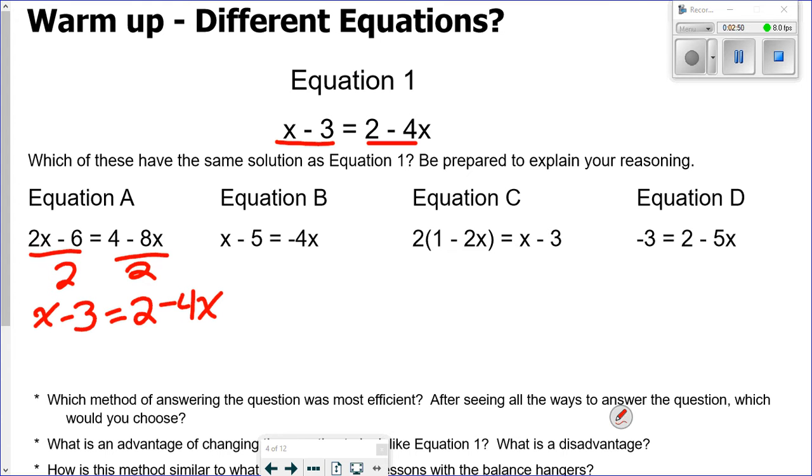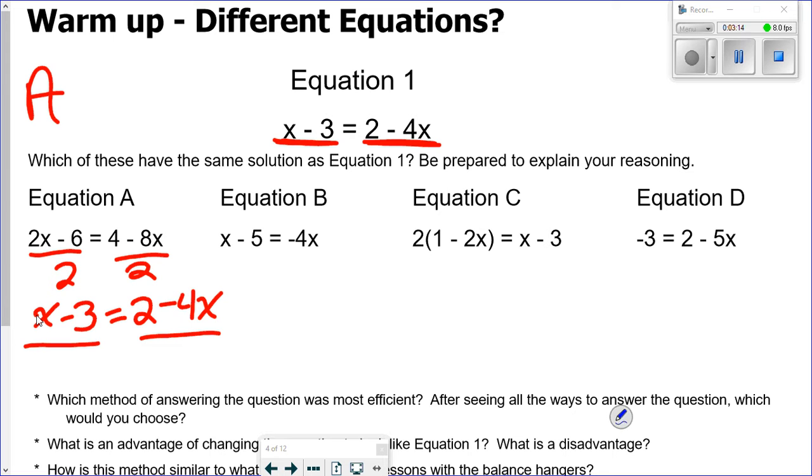So now, as you can see, the left side, x minus 3, is equivalent to the left side of equation 1, as well as the right side, 2 minus 4x, which is also equivalent to the right side of the equation 1. So therefore, equation A is equivalent to equation 1. Let's check out equation B.